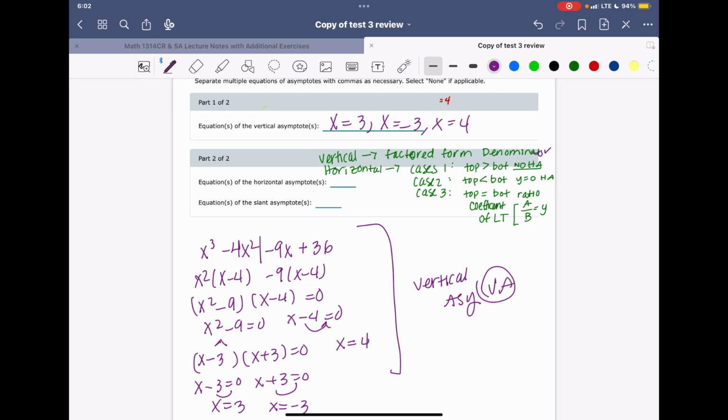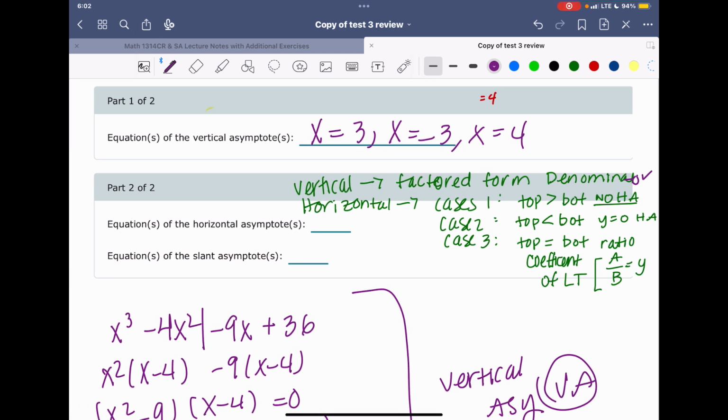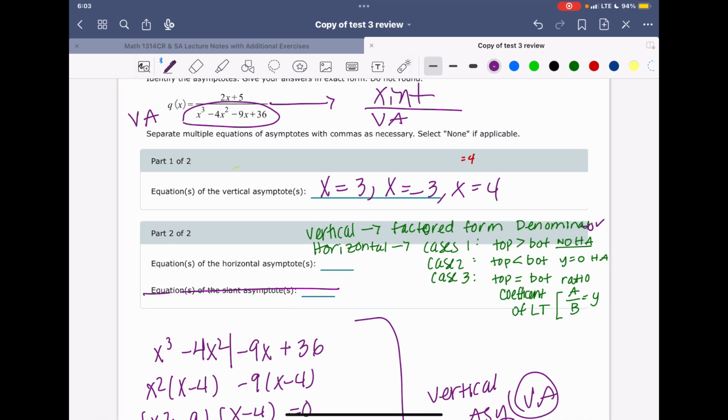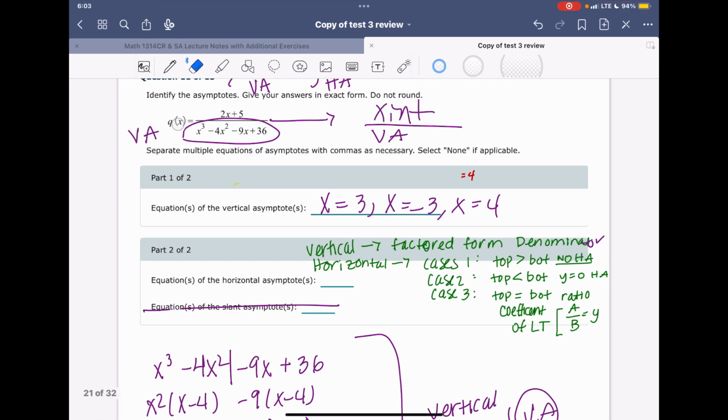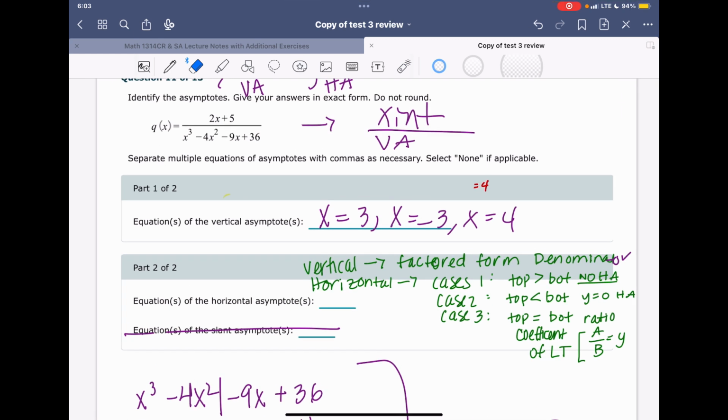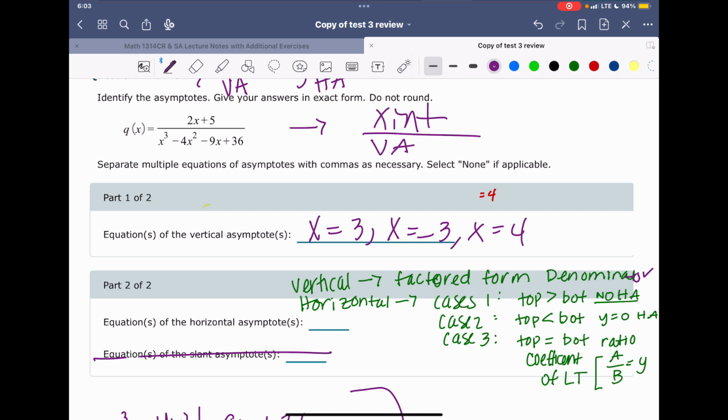That's the first part. The second part says equations of the horizontal asymptotes and then equations of the slant. We don't have slant because we didn't do that in this section. Equations of the horizontal asymptotes, we're going to take the cases. So we go back to our original function, and we're looking at the leading terms and the exponents, so that we can decide which case we have for the horizontal asymptote. So the leading term here is going to be 2x. So I have 2x to the first.